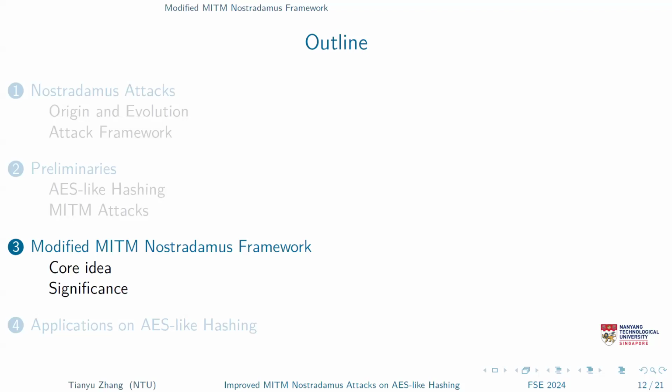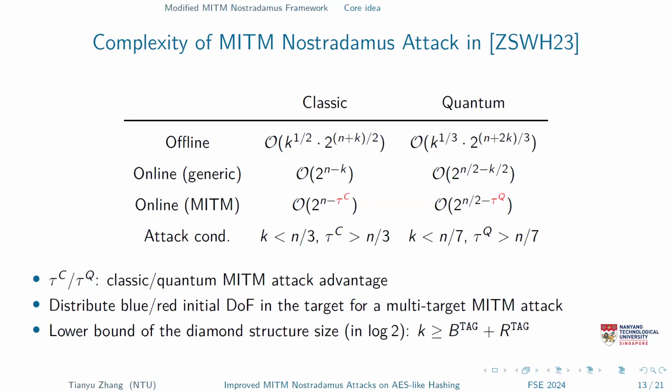Then I'll introduce the main contribution of our work, which is the modified meet-in-the-middle framework. We first review what has been done, as introduced by Zhiyu before. They use the meet-in-the-middle attack to accelerate the online phase. As you can see, the complexity changes from 2^(n-k), which is the generic bound of searching an n-k bit partial preimage, to 2^(n-tau), where tau denotes the advantage that meet-in-the-middle gives against a brute-force search.